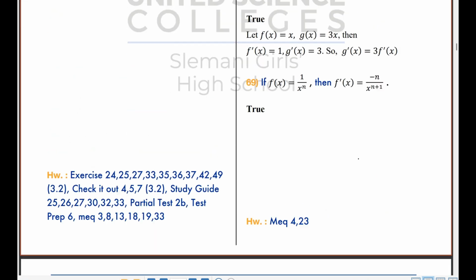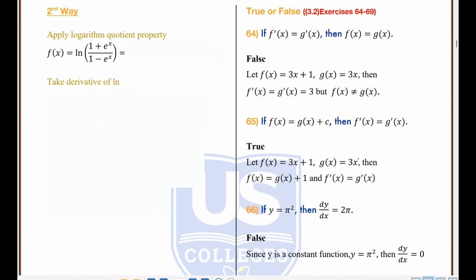Okay, this is the last question I'll explain. Apply the logarithm quotient property. This is one of the properties you studied in grade 11. So let's say we have ln a over b. They are both variables. So you can write this natural logarithm as ln a minus ln b. This is what this property says. I'm going to apply the same property here. Rewrite this function as ln of 1 plus e to the x minus ln of 1 minus e to the x.